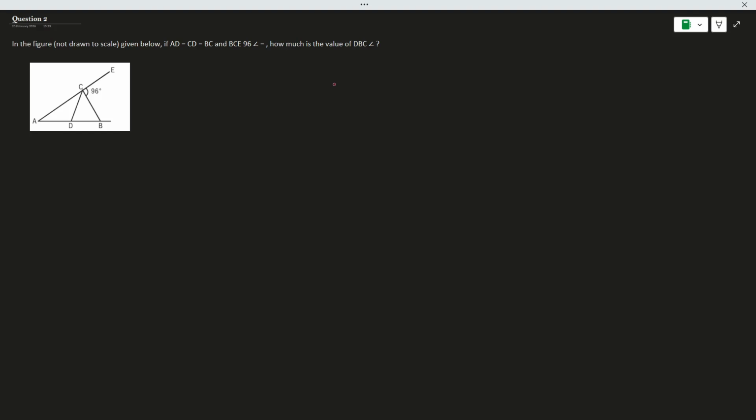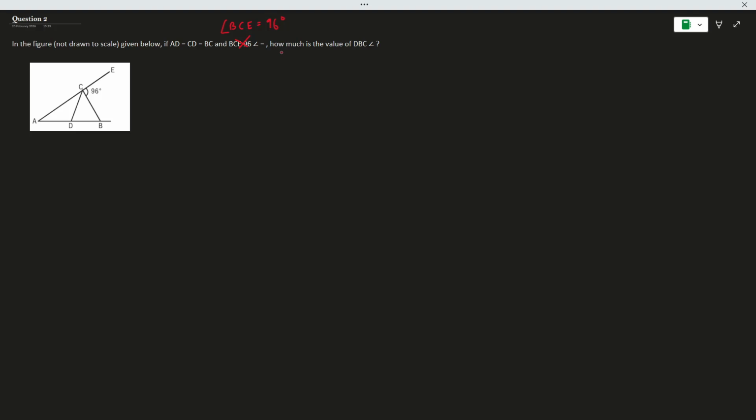In this question we are given a figure and we are given some relation between AD, CD and BC, and angle BCE is equal to 96 degree. As per the diagram, this will be angle BCE. I'm just writing it: angle BCE equal to 96 degree.